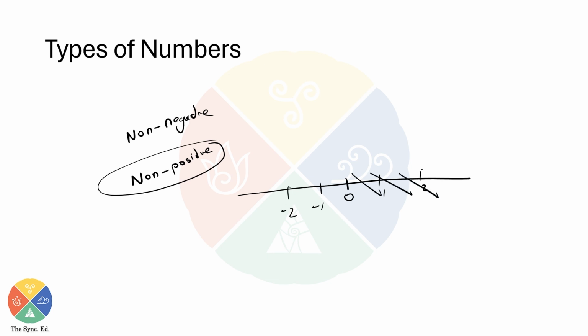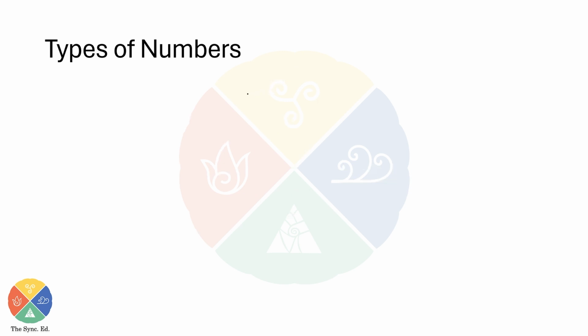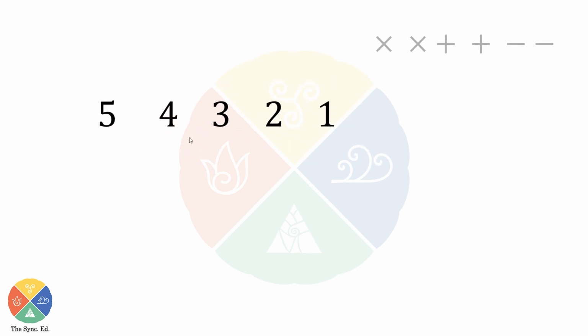They should not be on this positive spectrum. They can be either 0 or the negative numbers. So 0 plus negative numbers are known as non-positive. Similarly, non-negative numbers means again 0 plus positive numbers. Okay, good. Now that's all the classification you need. Now you can actually attempt to solve this problem.